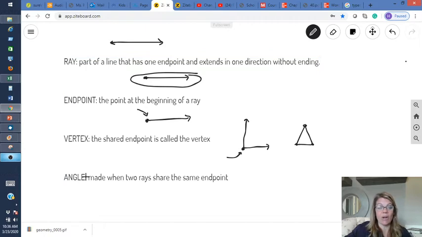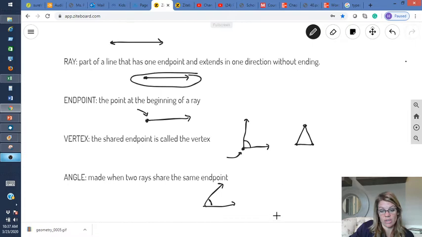Now, an angle is made when two rays share the same endpoint. So this space in between, that is called an angle. So anytime you have the shared endpoint and you have two rays coming out, this space in between those two lines is called the angle.